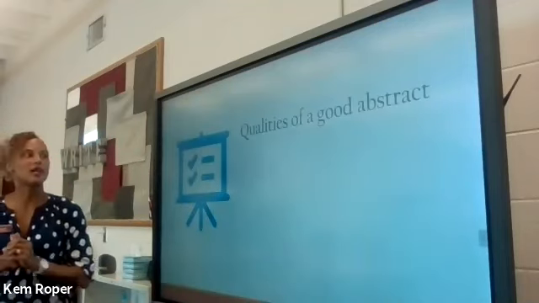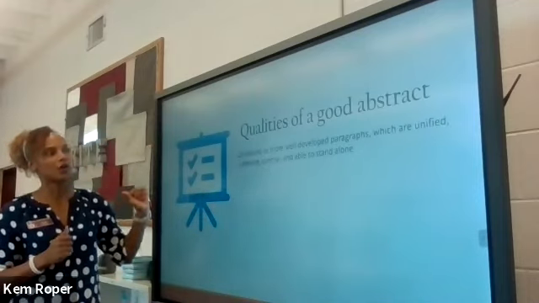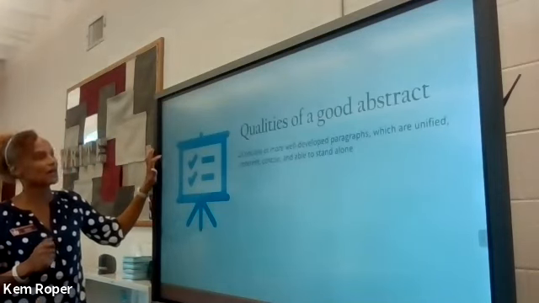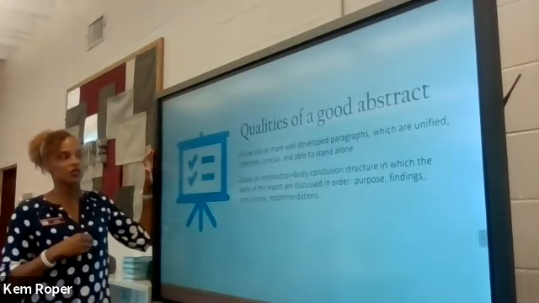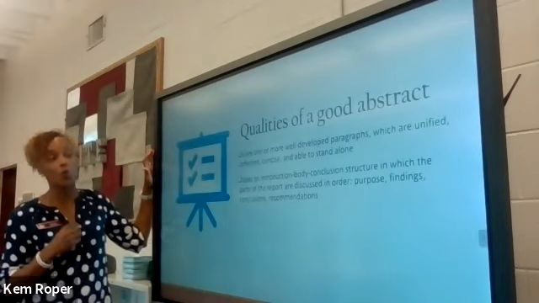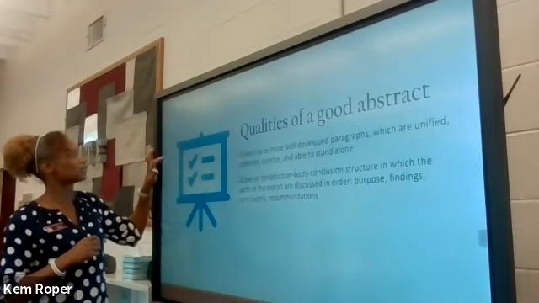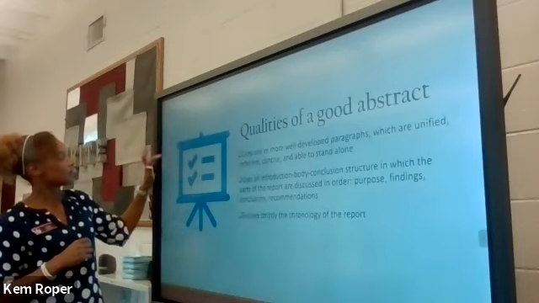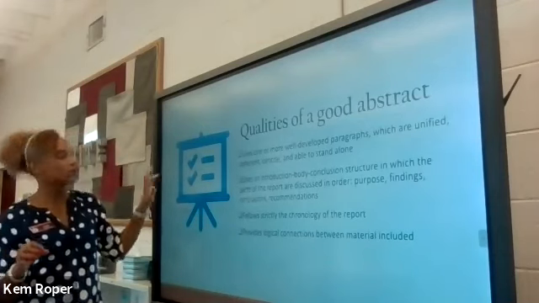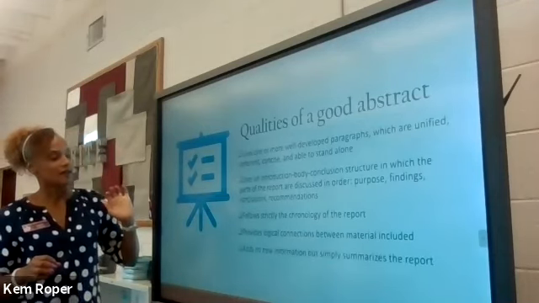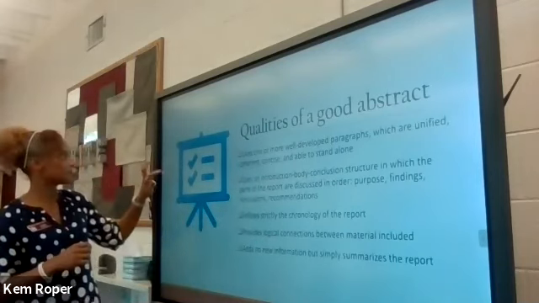Okay, so here are the qualities of a good abstract. It uses one or more well-developed paragraphs, which are unified, coherent, concise, and able to stand alone. It uses an introduction, body, conclusion structure in which the parts of the report are discussed in order, beginning with purpose, findings, and then ending with conclusions and recommendations. It provides a logical connection between the material included and adds no new information, but simply summarizes the report.